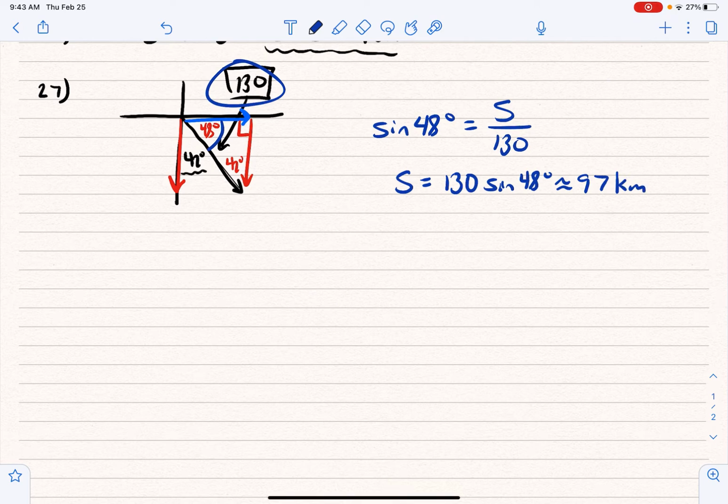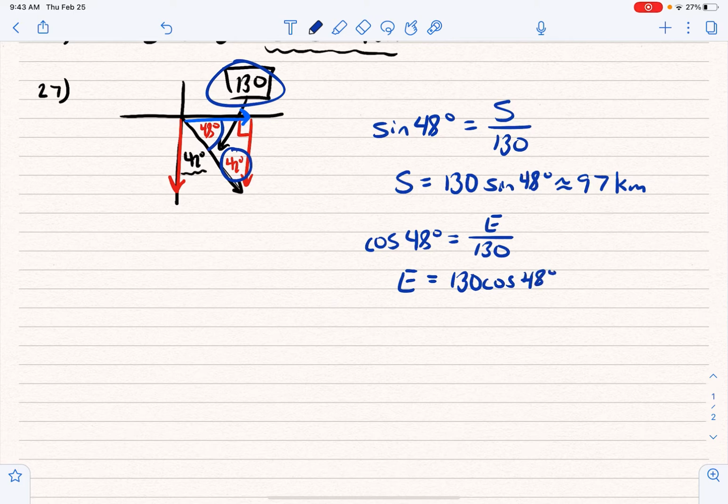Okay. Let's see here. And then I could go ahead and use 42 degrees. I'm just in that position where I'm using that 48 degrees. So I'm going to say cosine of 48 degrees is equal to adjacent, which would be how far east over that 130. So again, how far east is going to be 130 times the cosine of 48 degrees. And that is, I get, in terms of 2 sig figs, 87 kilometers. And that is what they have. Oh, I'm sorry, I'm on the wrong page. Golly. 97 and 87. That's what we got.